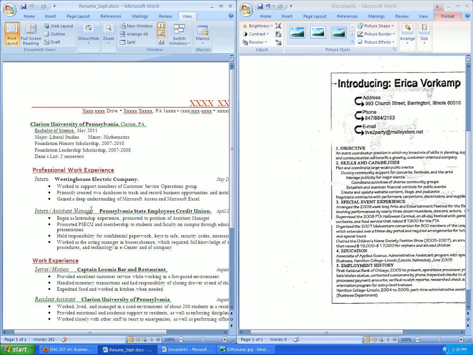Consistency. Consistency is good. She also uses italics. You see italics in intern, intern assistant manager, server hostess, resident assistant. And again, she uses it consistently. She uses it to identify job titles, and only for job titles. She doesn't use italics for job title and then also use it for something that is not related to a job title. She uses it consistently. She doesn't shift away from that particular formatting.